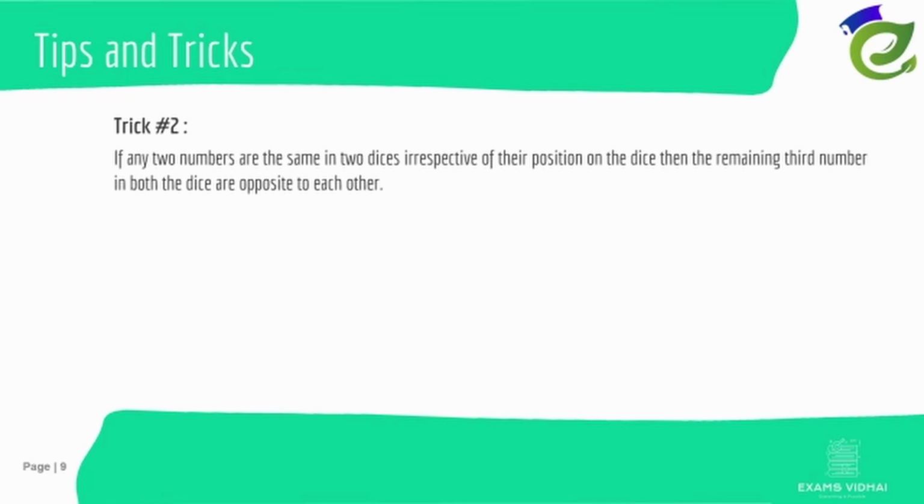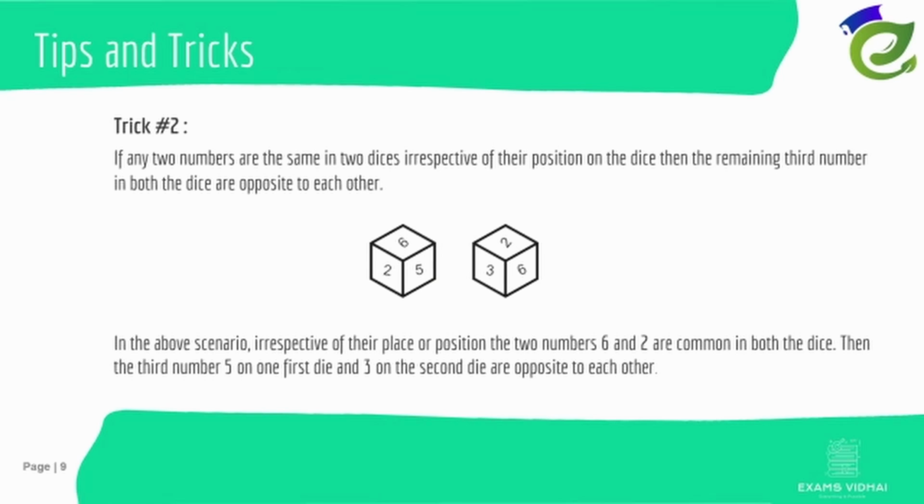Trick number 2. If any two numbers are the same in two dice irrespective of their position on the dice, then the remaining third number in both the dice are opposite to each other. For example, in the above scenario, irrespective of their place or position, the number 6 and 2 are common in both the dice. Then the third number 5 on the first die and 3 on the second die are opposite to each other.